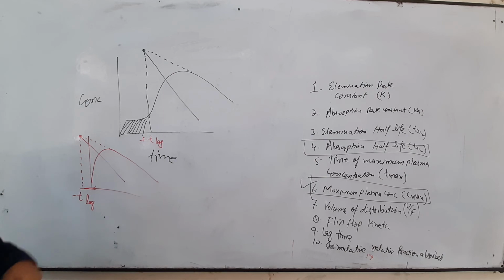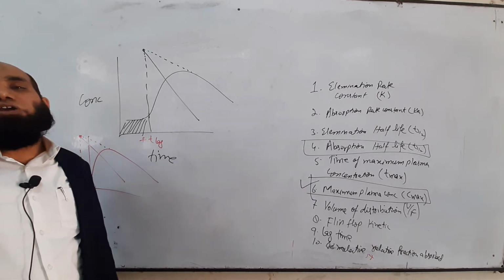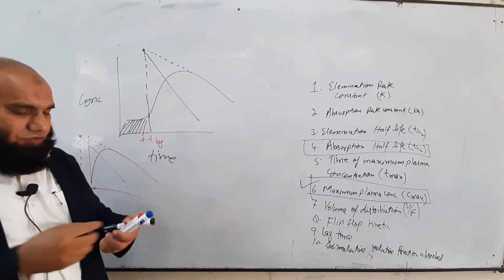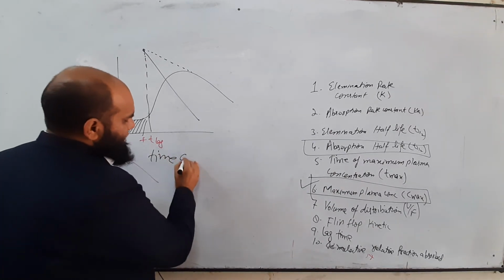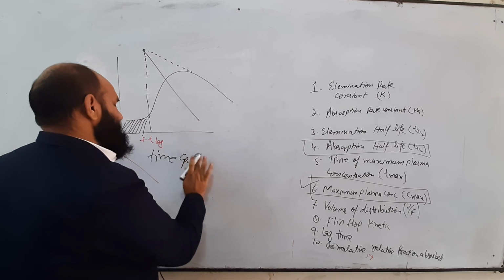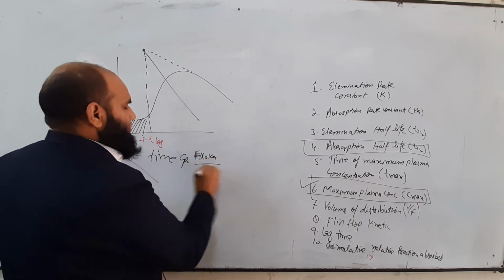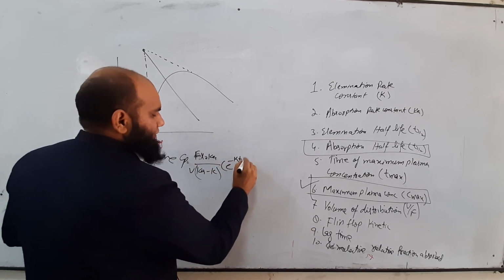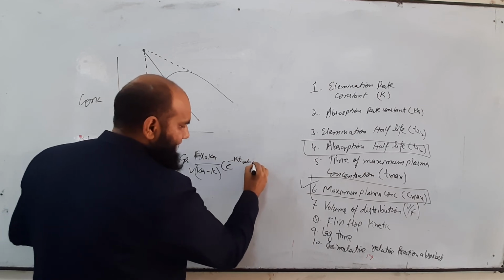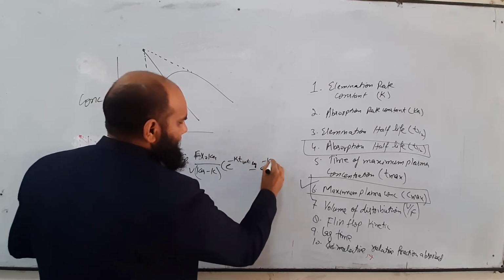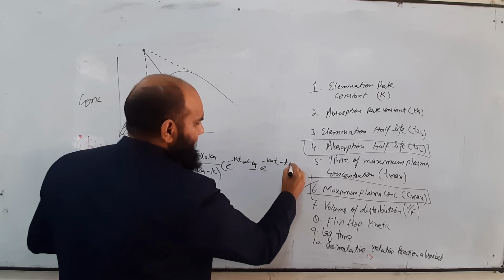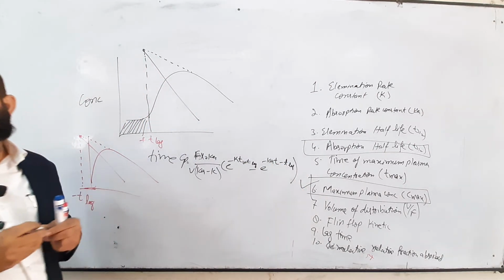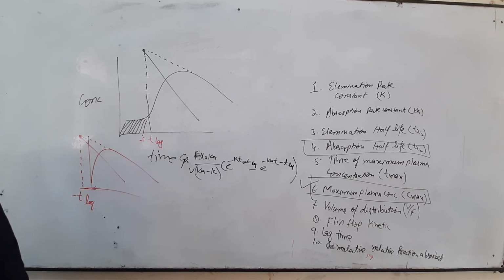When we find data in which a lag time is present, our equation for Cp will change. We will calculate Cp equals F X naught Ka over Ka minus K, times e to the power minus K (t minus T lag), minus e to the power minus Ka (t minus T lag). Our formula will change only by the addition of this T lag. T lag is that lag time in which a negligible or minimum amount of the drug is present.